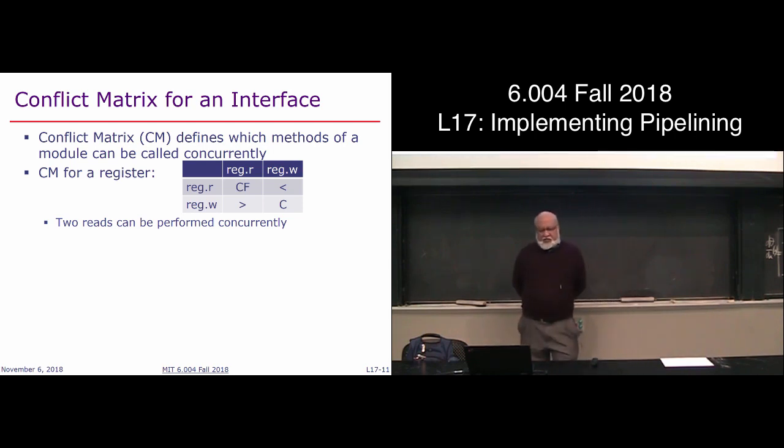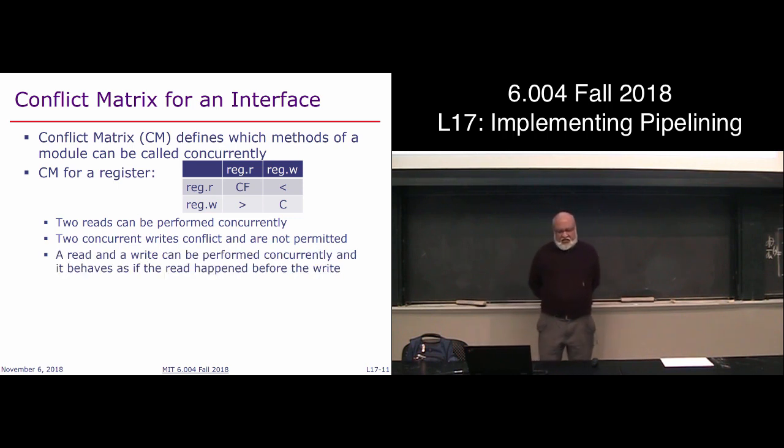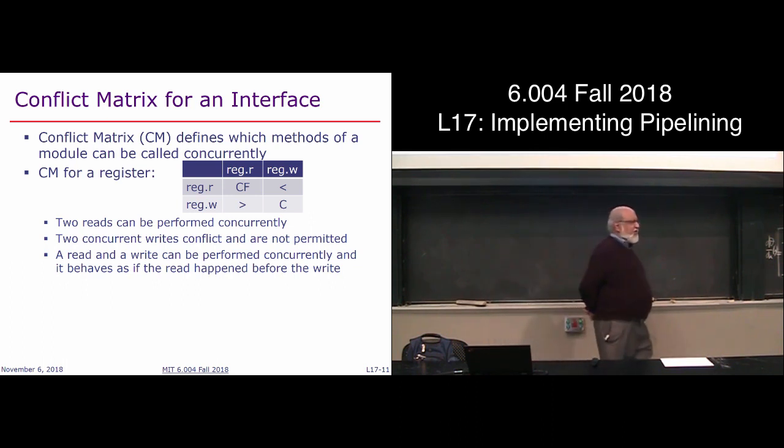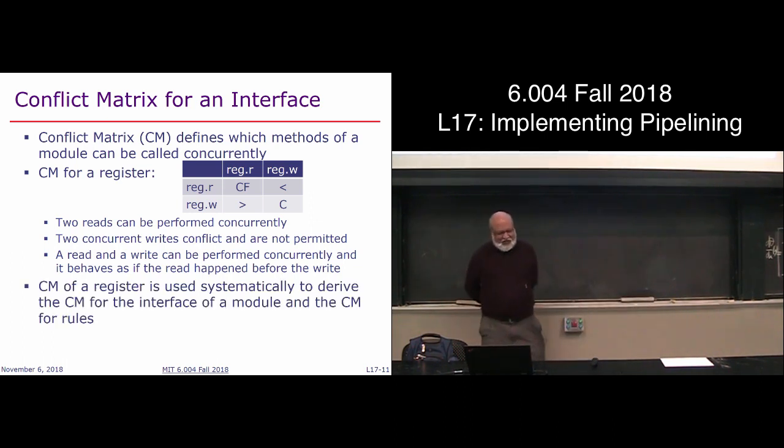Two reads can be performed concurrently, two concurrent writes conflict and are not permitted, and a read and write can be performed concurrently, and it behaves as if read happened before the write. So when Bluespec makes the hardware for concurrent execution, how does it encode the less-than relation? So it's coming. Okay. Very good. That's where I'm going.